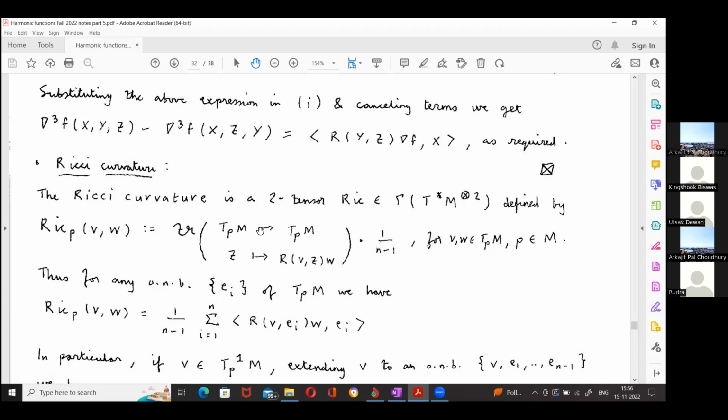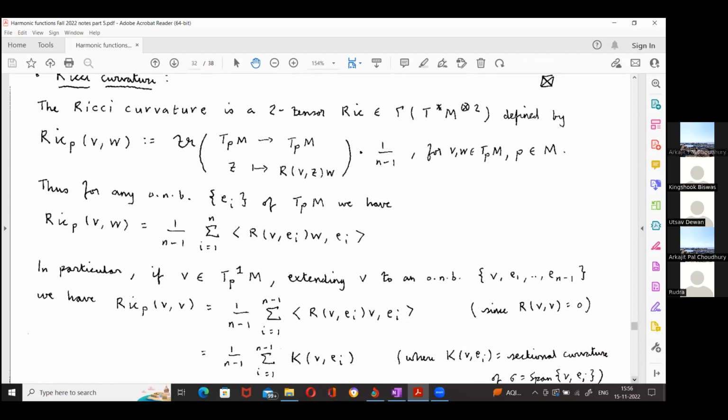Now, what is this trace? The trace of a linear map T with respect to an orthonormal basis is just the sum over i of the inner product of T(e_i) with e_i. So I just replace Z with elements of an orthonormal basis e_i. Then this becomes 1 over n minus 1, summation i goes from 1 to n, inner product of R(V, e_i)W with e_i, right?